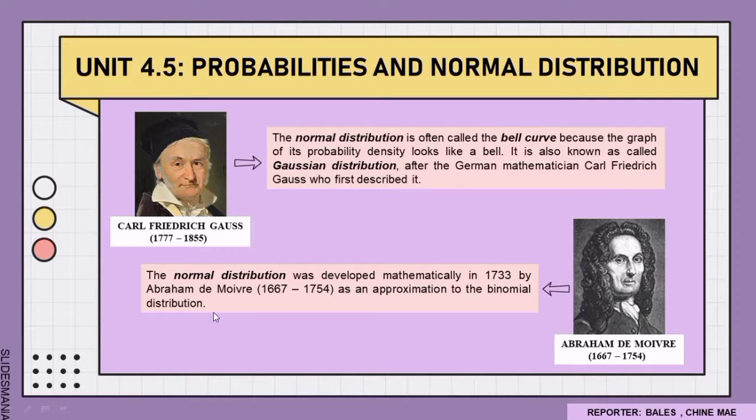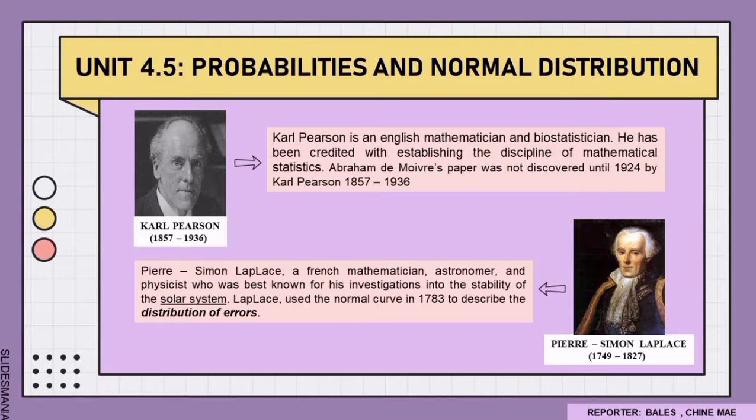Take note that normal distributions are symmetrical, but not all symmetrical distributions are normal. In reality, most pricing distributions are not perfectly normal. Karl Pearson is an English mathematician and biostatistician. He has been credited with establishing the discipline of mathematical statistics. Abraham de Moivre's paper was not discovered until 1924 by Karl Pearson, 1857 to 1936.